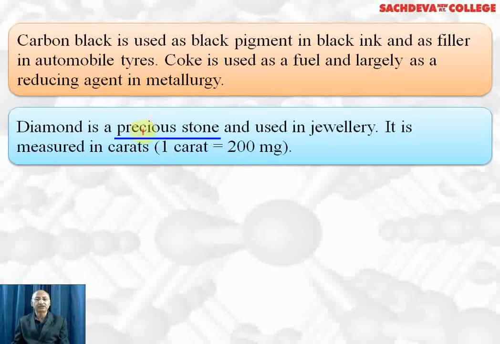Diamond is a precious stone and used in jewelry. It is measured in carat. 1 carat is equal to 200 milligrams. In gold, carat determines purity. 24 karat gold means 100% gold, whereas 1 carat means 200 milligrams. Here, carat determines the mass of the diamond. Purity is determined by color, clarity, cut, etc.